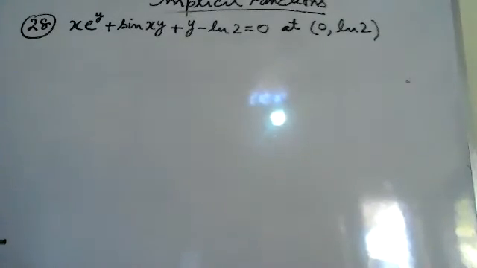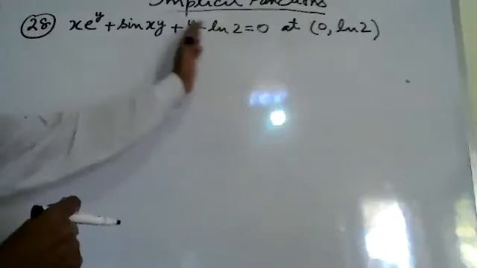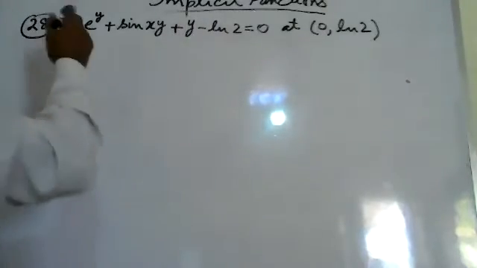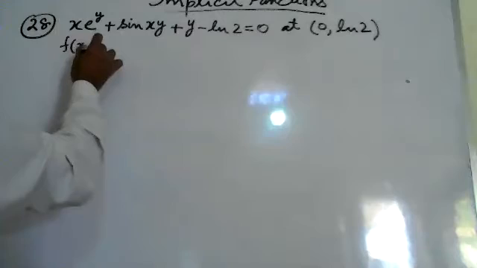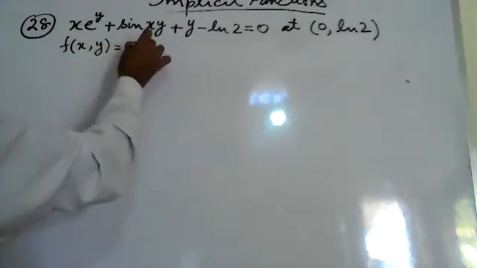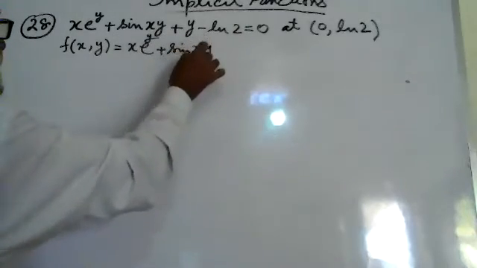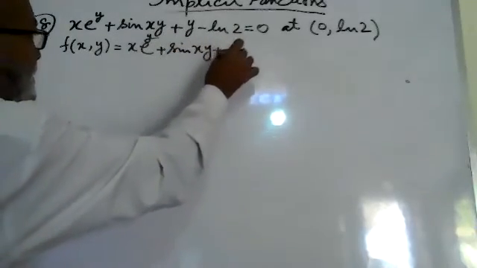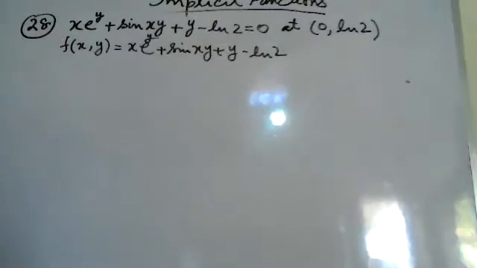So first of all, we will convert it equal to 0. This is already equal to 0, there is no need to convert. So it will become f of xy is equal to x e raised to power y plus sin xy plus y minus ln 2. This is f of xy. Don't write equal to 0.